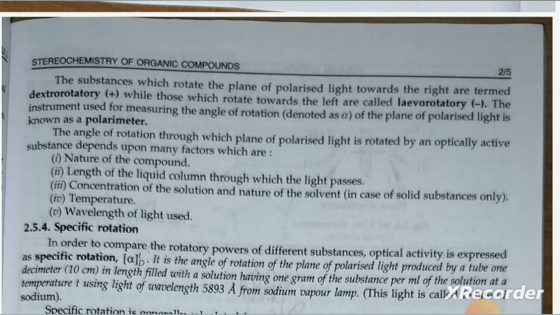The substances which rotate the plane of polarized light towards the right are termed dextrorotatory (plus), while those which rotate it to the left are called levorotatory (minus). The instrument used for measuring the angle of rotation, denoted as alpha, of plane polarized light is known as a polarimeter.